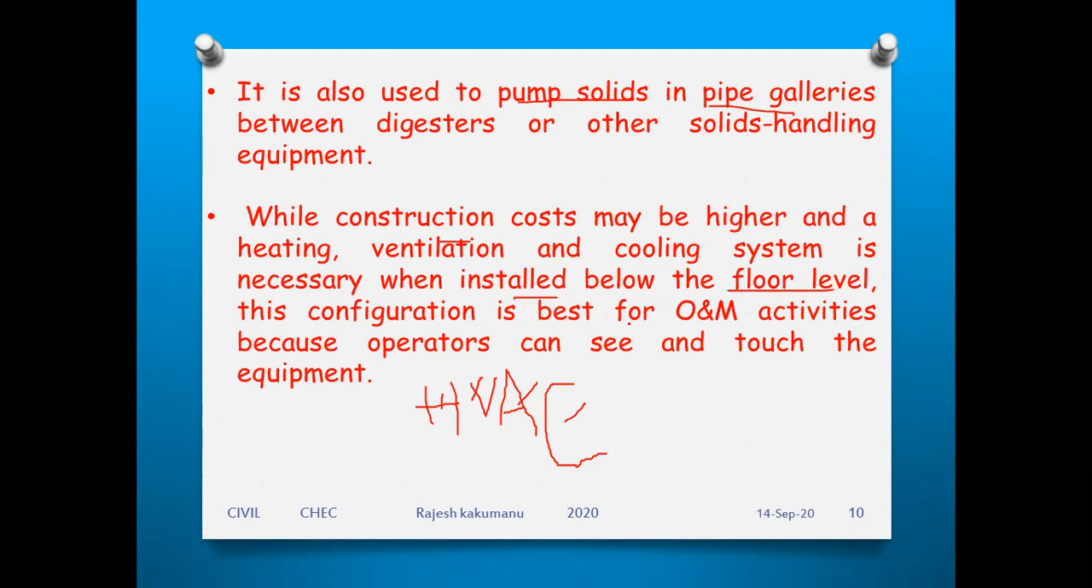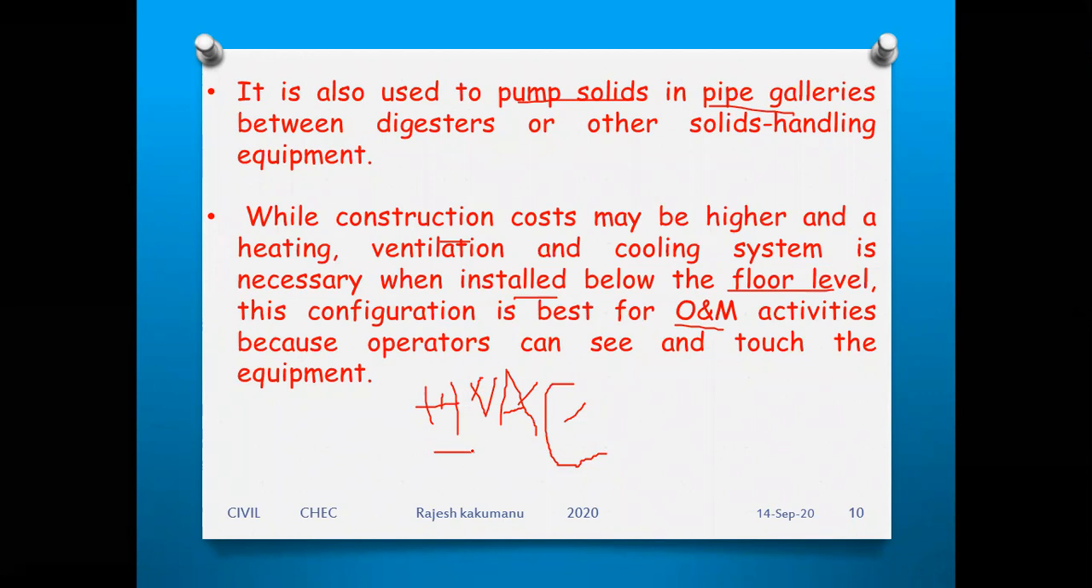And this configuration is the best for operations and maintenance activities because operators can see and touch the equipment. So whenever you are constructing this type of thing below the ground floor, below the floor level, you require HVAC. For example, if you see any shopping malls, car parking, where is it? Below the building, from ground level, 2 floors, 3 floors, 4 floors it can go. So whenever the car is going deeper into the floors, automatically the air supply is less, oxygen levels are less, and also the carbon monoxide coming from the car will increase.